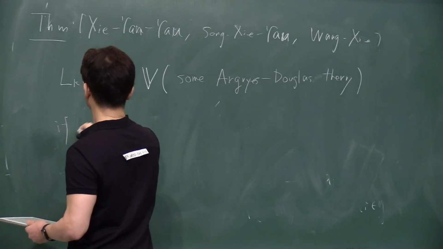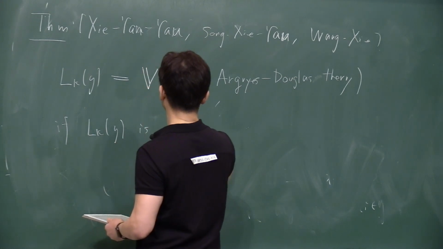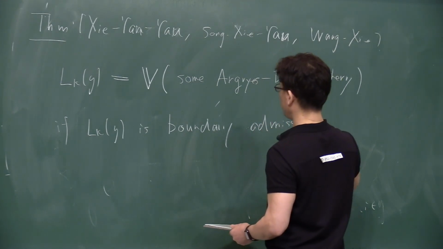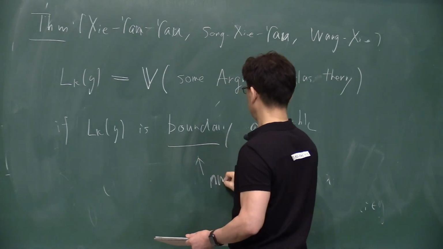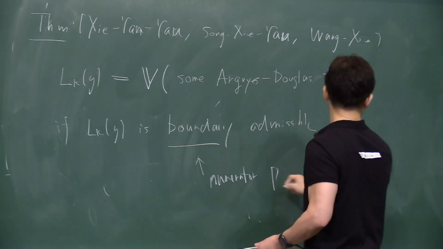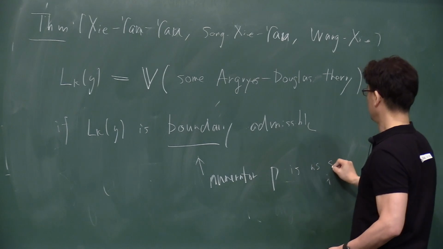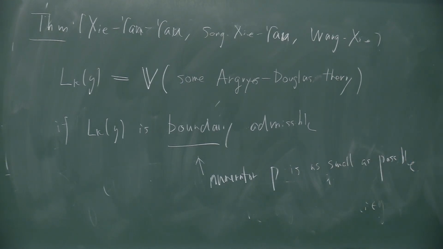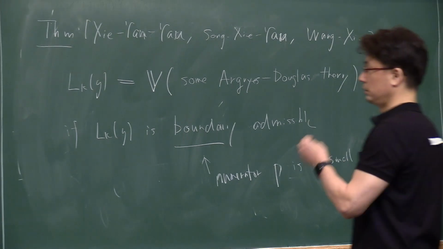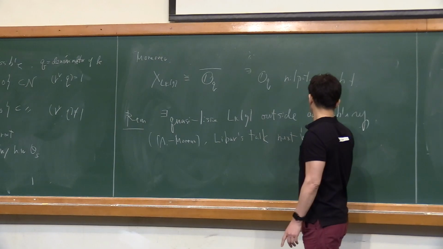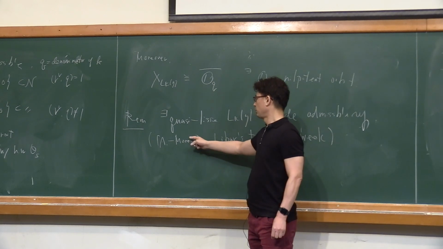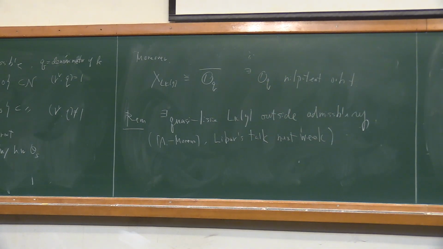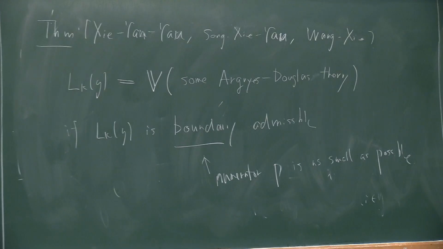If L_k(g) is boundary admissible, and this boundary means that the numerator p is as small as possible. And actually, these quasi-lisse L_k(g) outside admissible representations that we found also come from 4D theory. I'll explain about this maybe later. So maybe I should stop here.